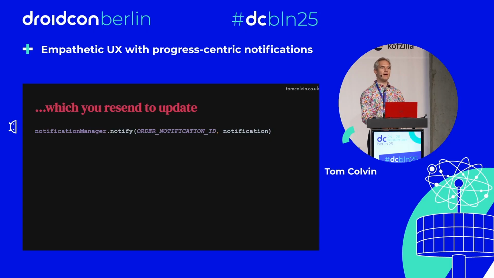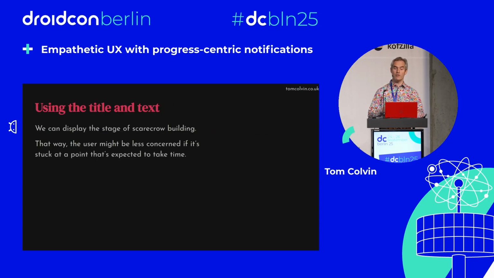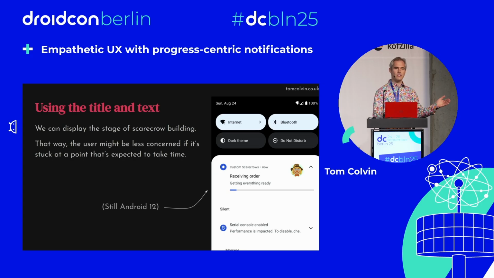But we can be better than that. We can be more empathetic. We can provide more data. This isn't about keeping the user entertained. It's about reducing anxiety. So, as the progress bar progresses, we can change the title, and we can set some text to say exactly what's happening as this scarecrow is being built.